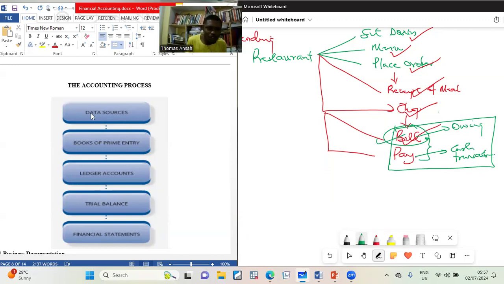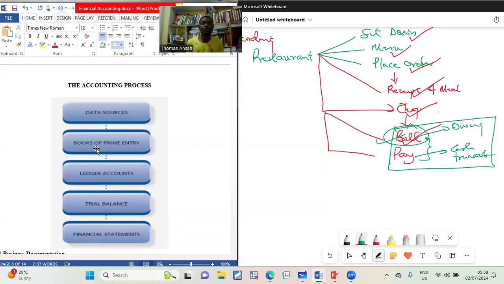So we are going to learn the various source documents because we will need it in our next lecture when we want to go deeper and do the books of prime entry. All right, so we want to know the source document. Then based on the source document, we will record those things in our book of prime entry. We also call them the day books. You can call them the journal or the books of original entry or books of first entry. It is the same thing. All right.